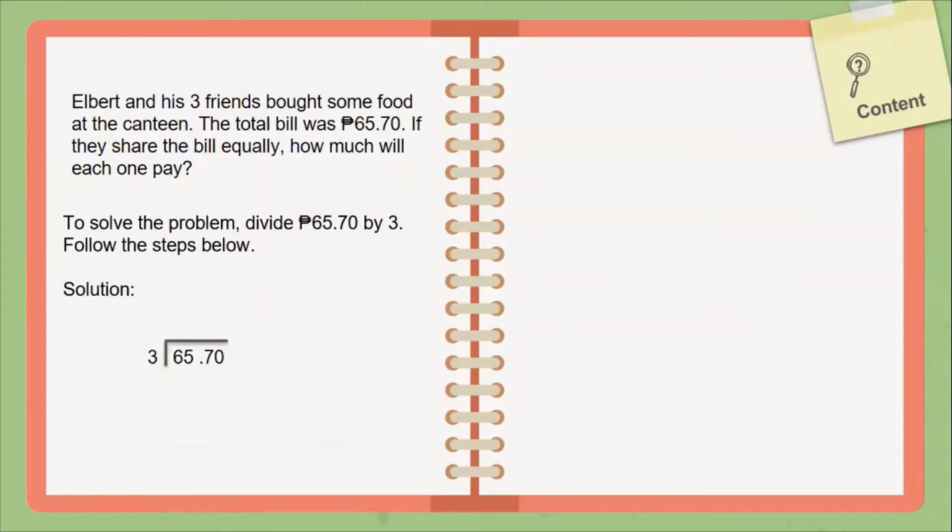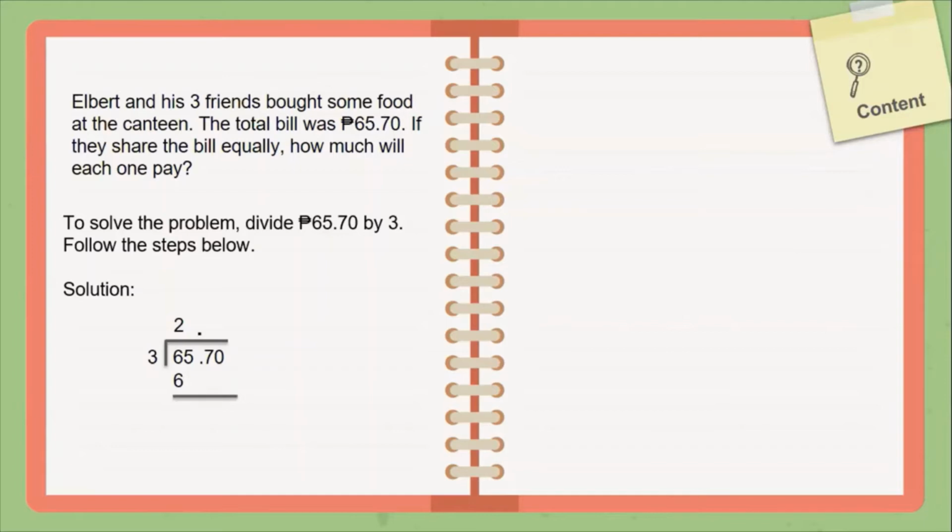So the first thing that we are going to do is align our decimal point. That is the very first thing that we need to keep in mind. Align our decimal point to our quotient. Okay, after we align our decimal point, that's the time that we are going to start dividing. So 6 divided by 3 is 2. 2 times 3 is 6. 6 minus 6 is 0.